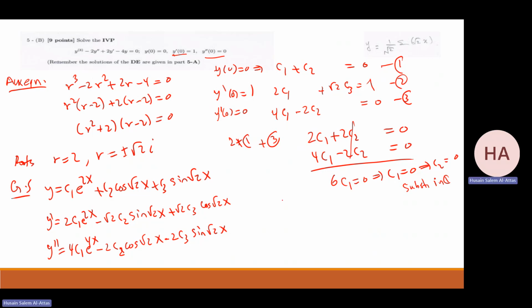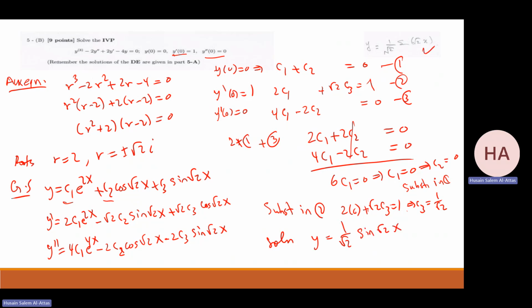That'll give me c2 equals 0. Now substitute in 2 to get what? 2 times 0 plus the square root of 2 c3 equal to 1. So c3 is 1 over square root of 2. So what will be my solution? c1 is 0, c2 is 0. I have only 1 over square root of 2. Write it: y equals 1 over square root of 2 sine square root of 2x. That is the answer.